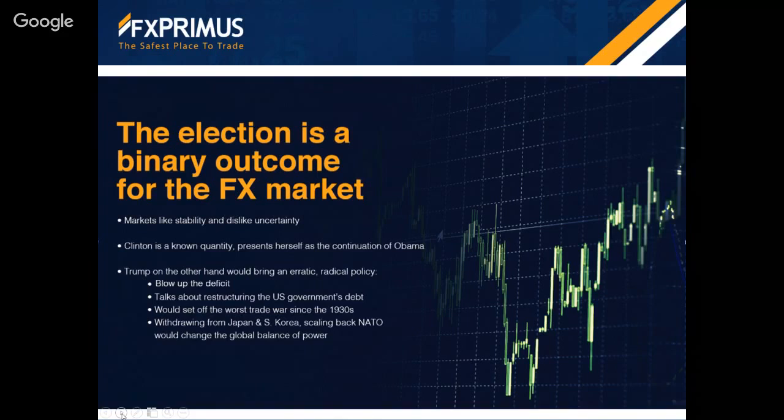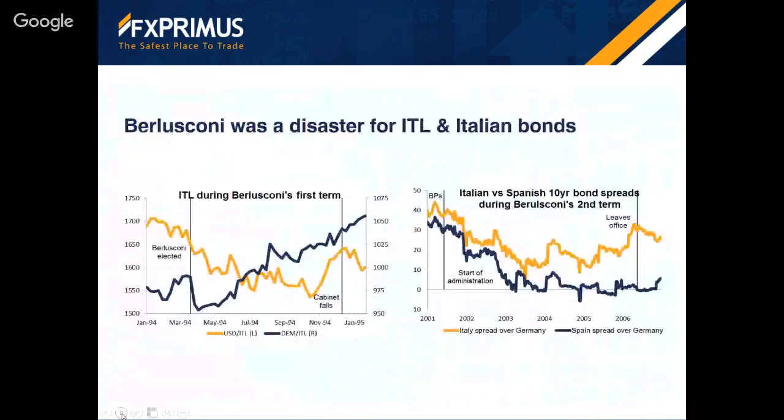He'd set off the worst trade war since the 1930s. He'd want to withdraw troops from Japan and South Korea and scale back on NATO. This would change the global balance of power. Now, we saw that because of the checks and balances, he can't do all of this, but he can do some of it. And this is very frightening. It would be really destabilizing for the market. So there's no question about which side the FX market is on.